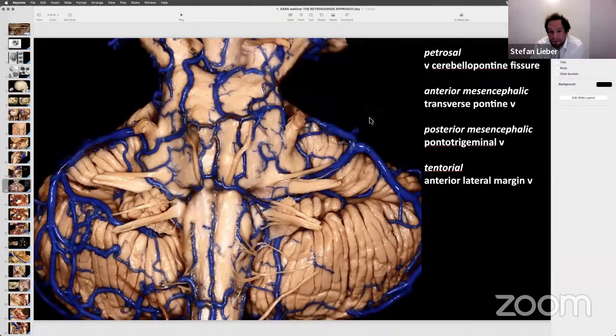And as we know from Matsushima's or Rhoton's classification, there are four draining groups. So the draining territories can be organized in four groups. Dandy's vein itself is not necessarily just one draining vein. It can be a complex of bundled veins. There's a lot of variation, but generally this is a useful classification for the venous drainage of the brainstem.